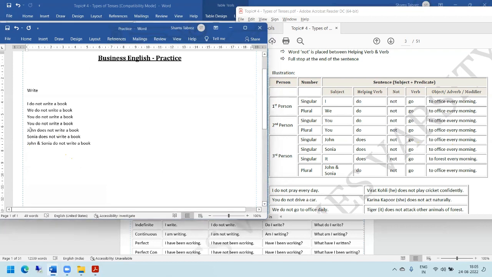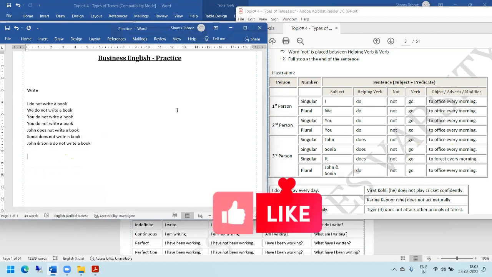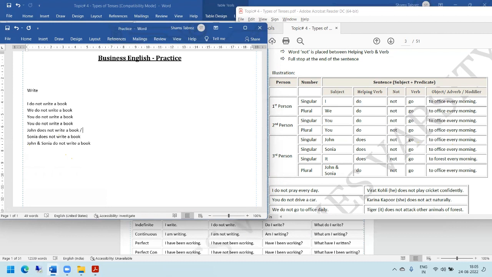So what about this sentence? Instead of John, what will be the pronoun? Anyone? He does not write a book. So instead of naming this person using a noun, we can say he does not write a book. Similarly for Sonia, she does not write a book.